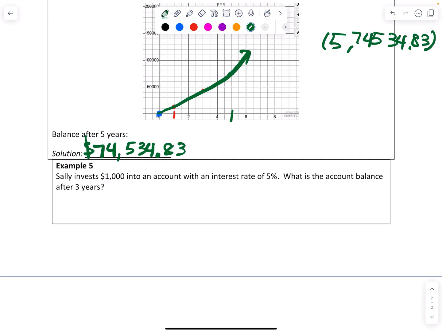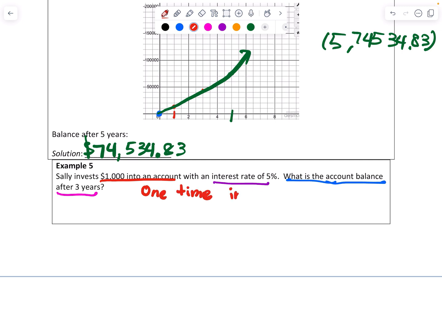Example number 5, last one, says Sally invests $1,000 into an account with an interest rate of 5%. What is the account balance after 3 years? Okay, so one thing I want to point out, she invests $1,000 into an account one time. This is a one-time investment. One more thing I want to point out, is this being compounded? No, it is not being compounded.